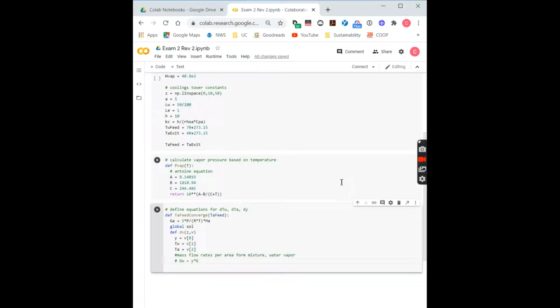So we know from part 1 of the exam that the mass flow rate per area of the water in the vapor phase will be equal to the mole fraction of the water times the total mass flow rate per area of the mixture times the molecular weight of the water divided by the average molecular weight, which in this case we can approximate to the molecular weight of the air in the mixture.